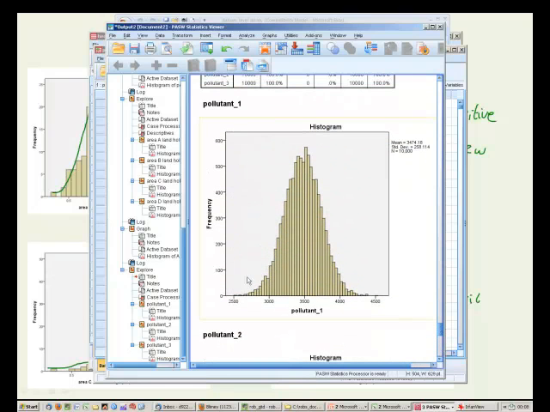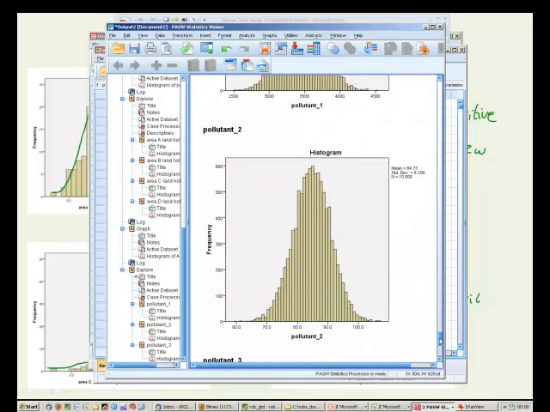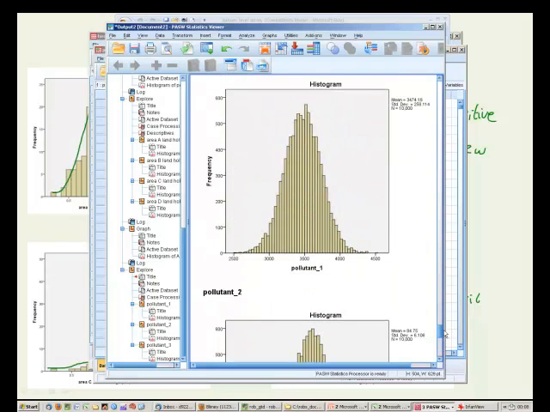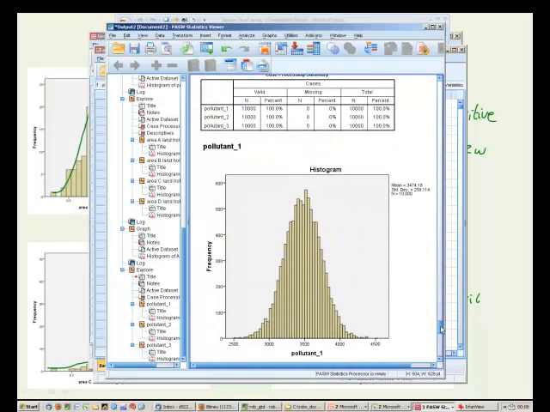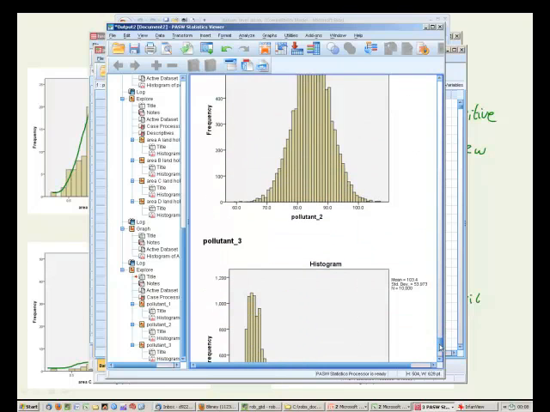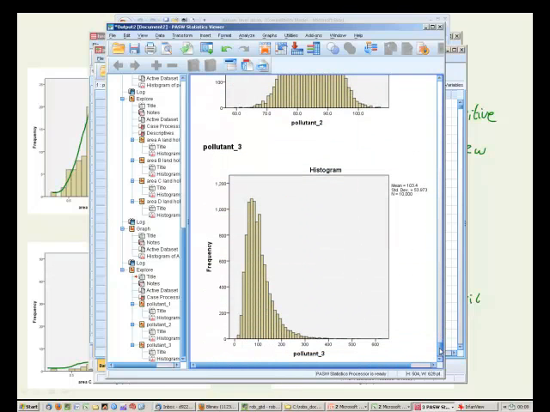Now we've got 10,000. You can see it's starting to look much smoother. You should be able to recognise that this one is quite symmetric. This one's quite symmetric. This one definitely not. This is a skew. Can you remember if it's a positive skew or a negative skew?